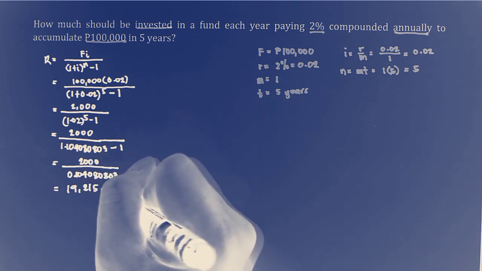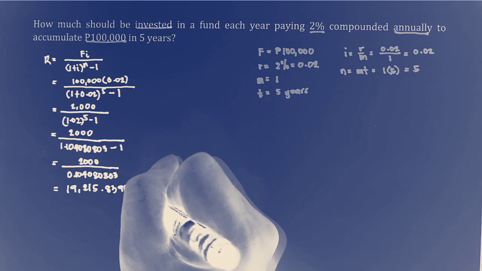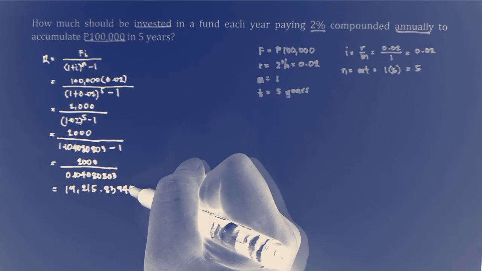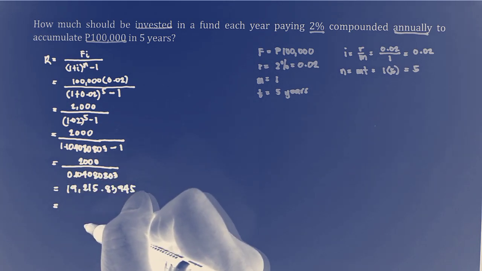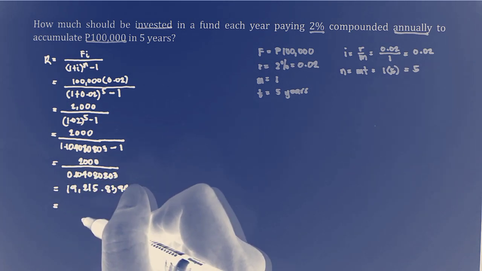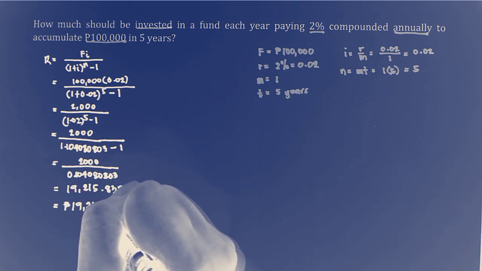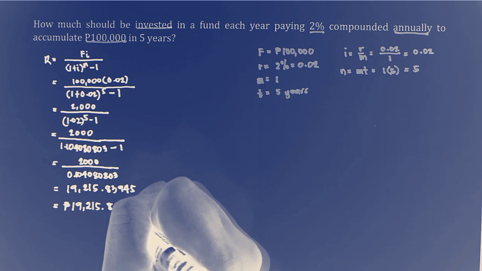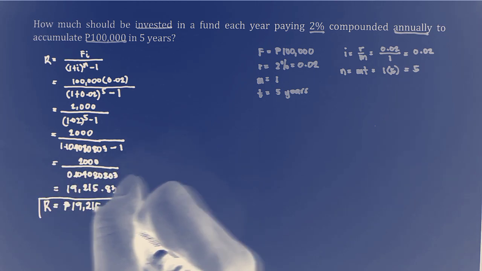19,215.839. So, ibig sabihin lamang yan, ang magiging periodic payment natin or ang kanyang i-invest every year is approximately 19,215.84 pesos. So, ito ngayon yung ating periodic payment.